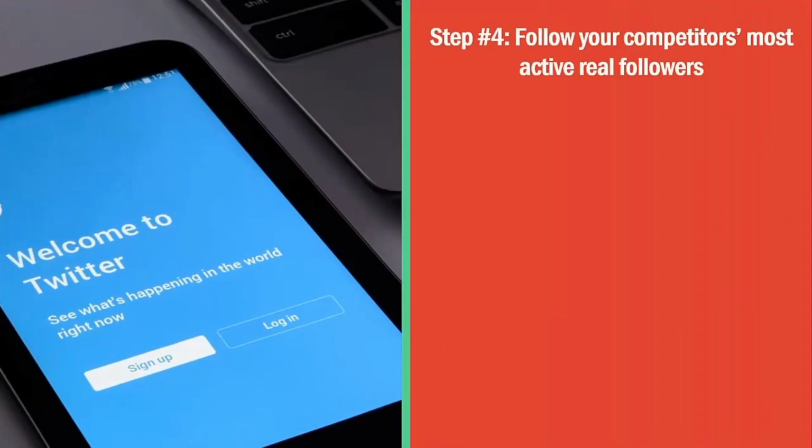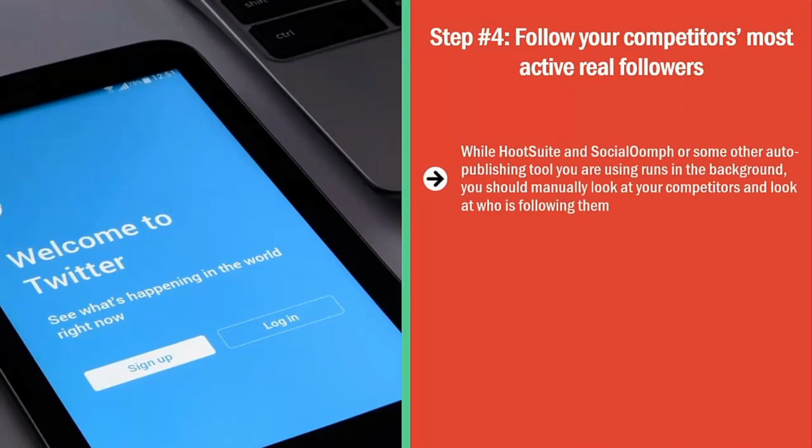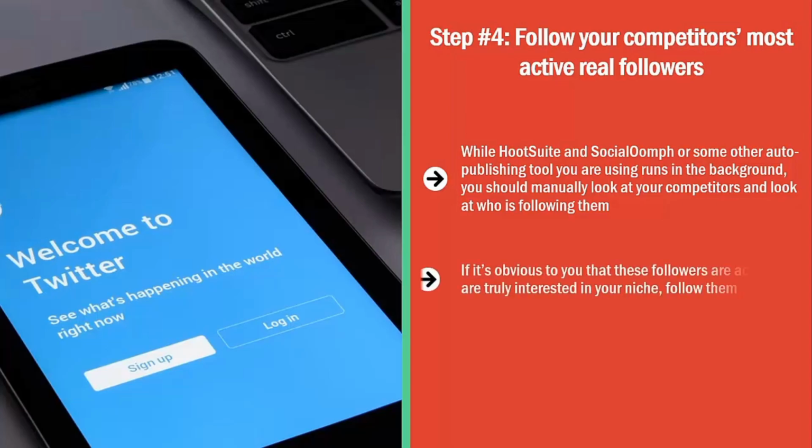Step number 4. Follow your competitors' most active real followers. While Hootsuite and Social Oomph or some other auto-publishing tool you are using runs in the background, you should manually look at your competitors and look at who is following them. Go to those accounts and pay attention to the activities of those followers. If it's obvious to you that these followers are active and truly interested in your niche, follow them.